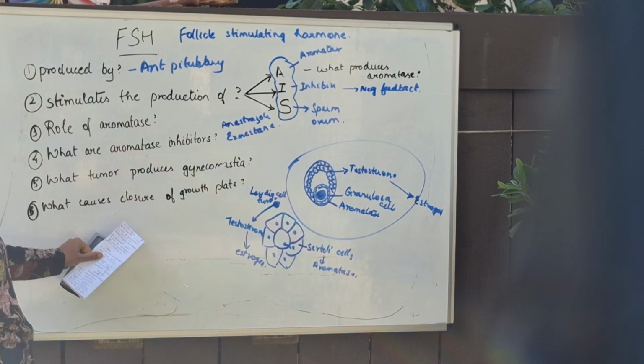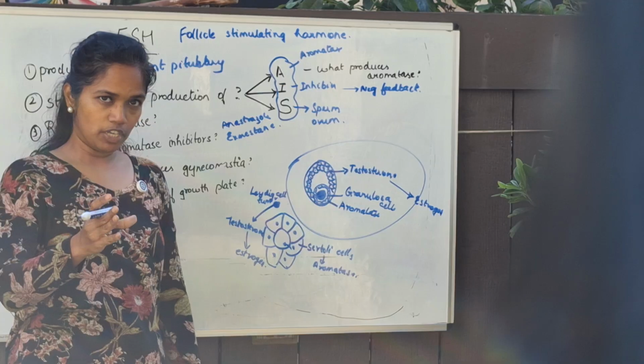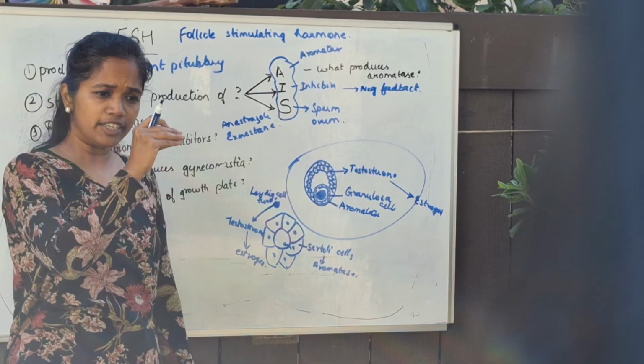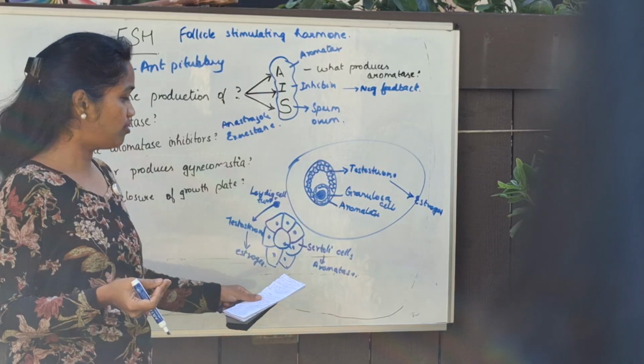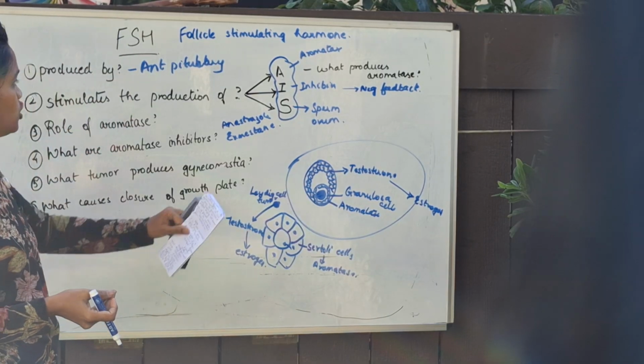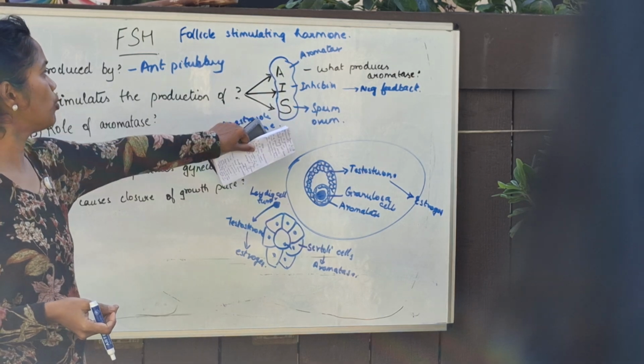Now what causes the closure of the growth plate? The closure of the growth plate is caused by estrogen. So in males, the testosterone that is produced is converted into estrogen by the aromatase, which causes the closure of the growth plate. So this is in short about the follicle stimulating hormone and the hormones that it produces.